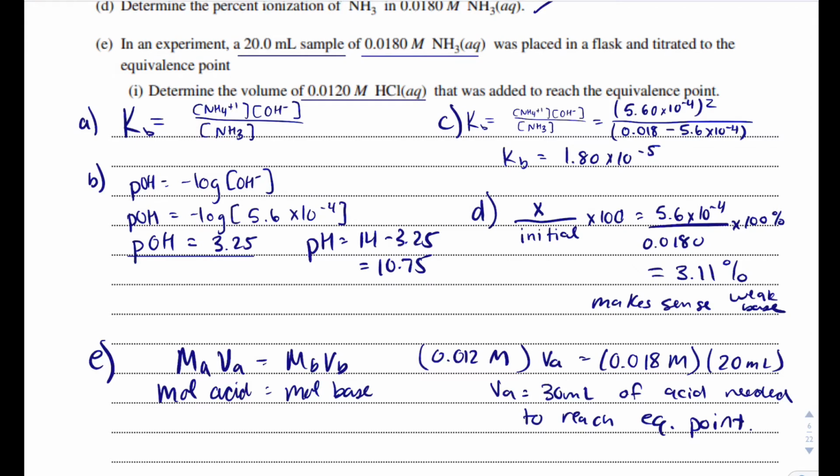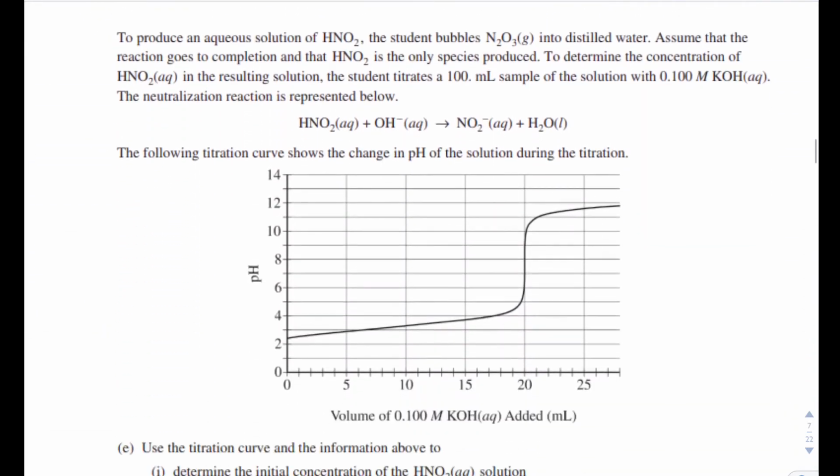Now, when you do redox titrations, which will be later in here, a lot of people do those with MAVA equals MBVB, and that is incorrect. You've got to do just basic stoichiometry for those. But let's do a couple more problems with acids and bases before we get to other things.